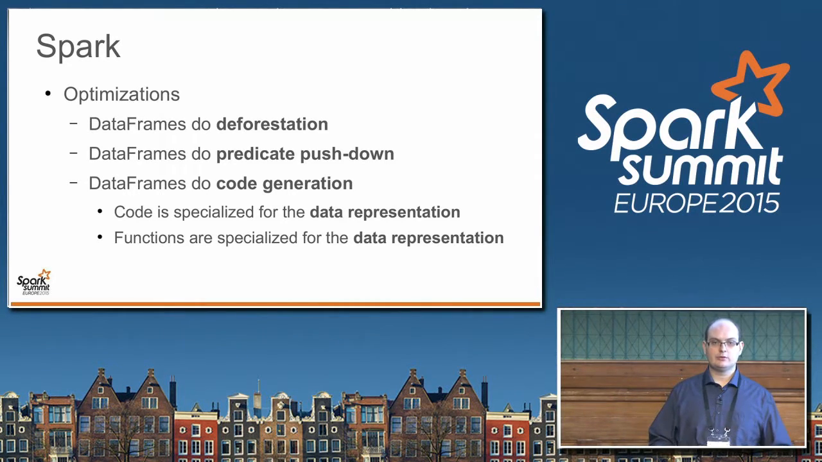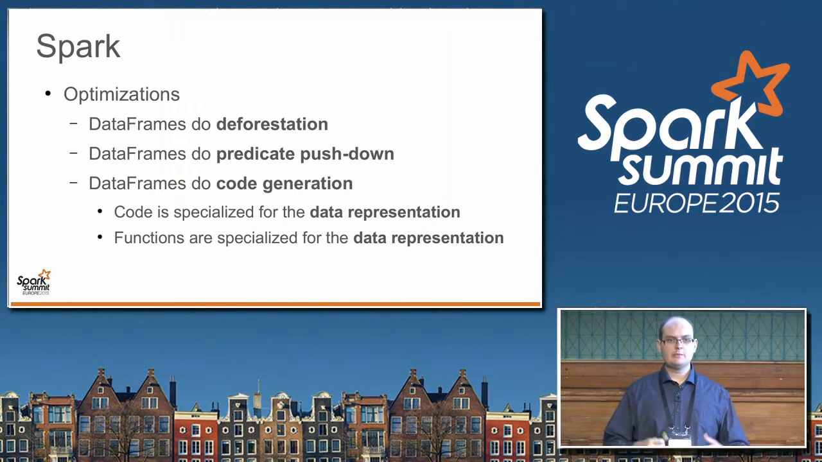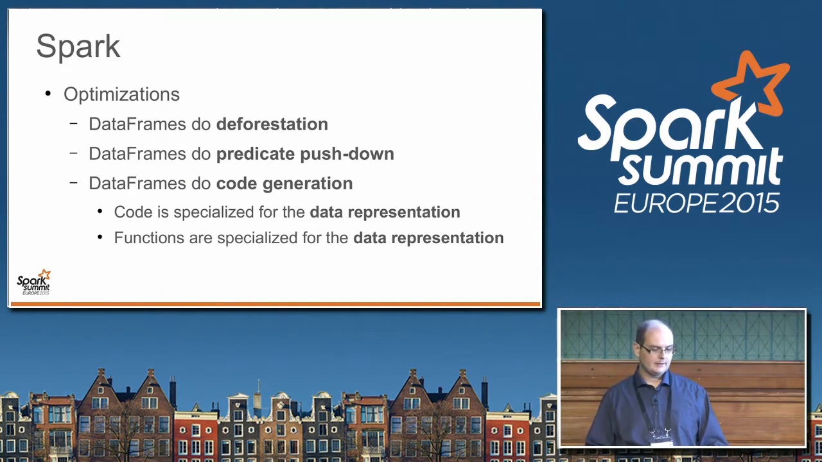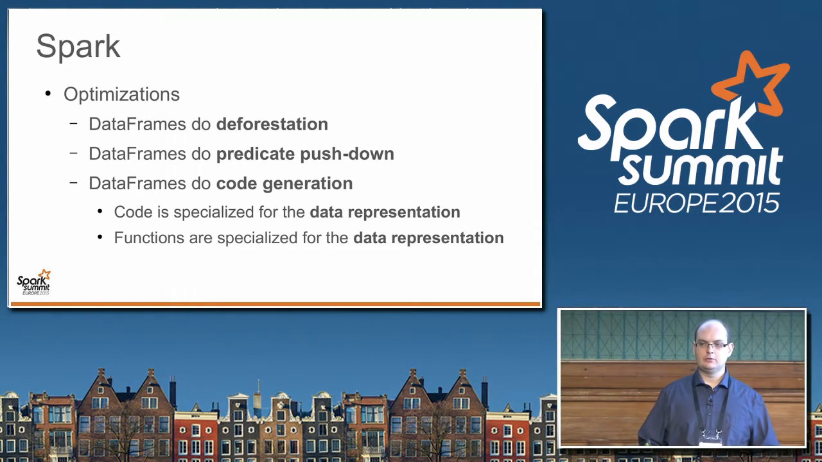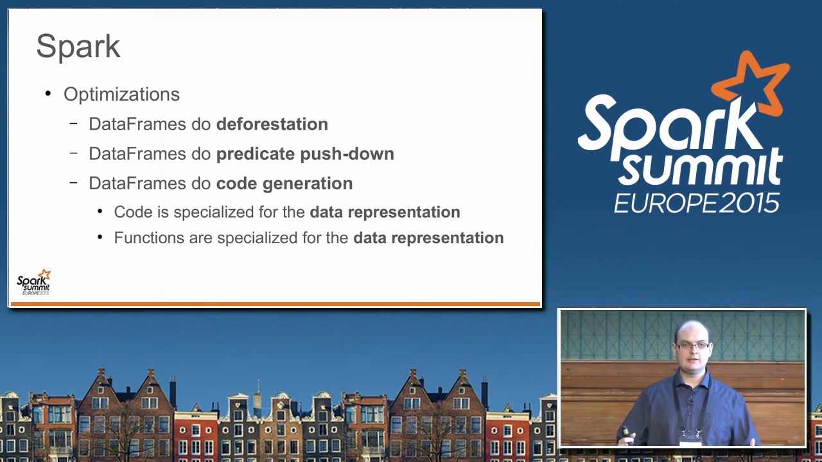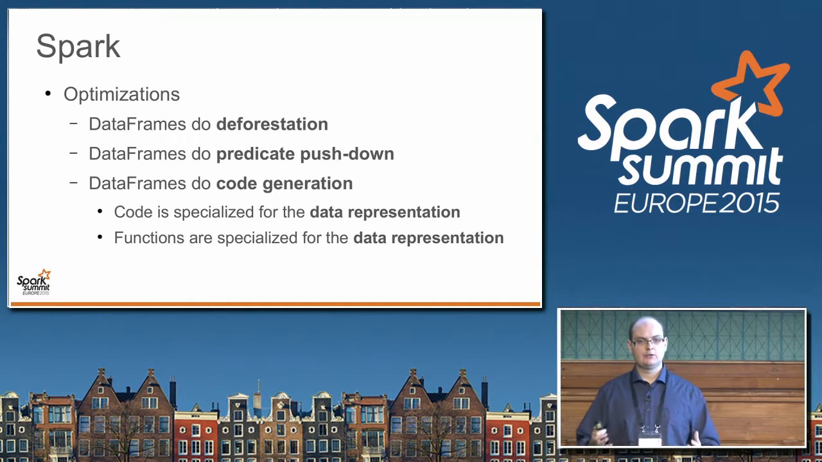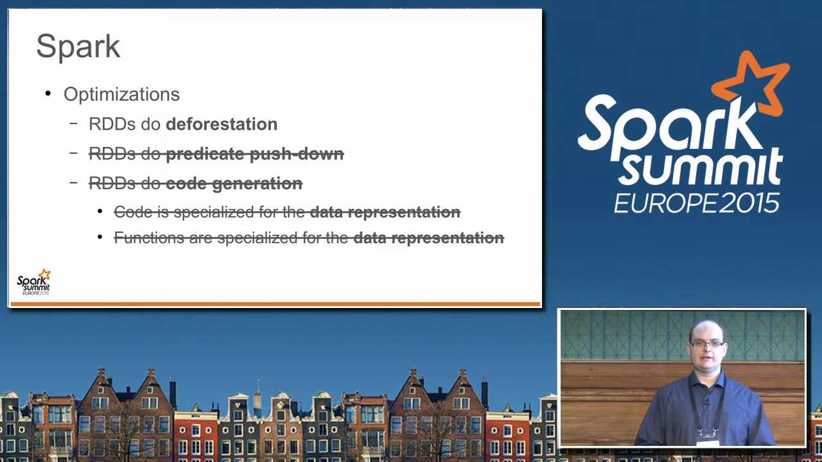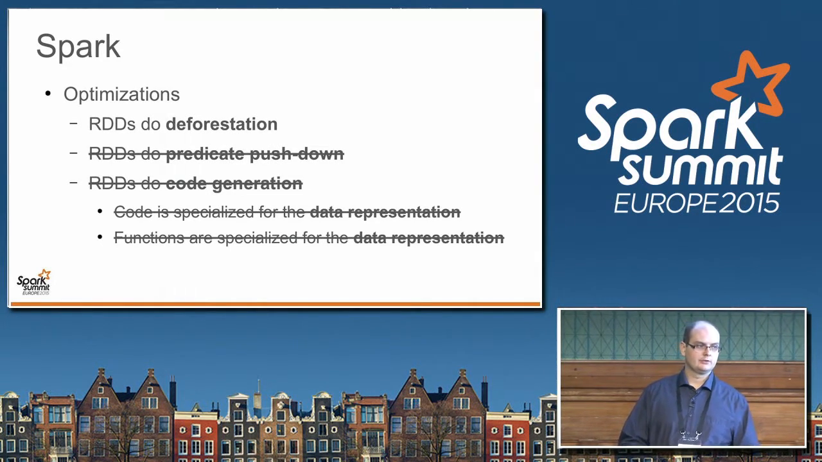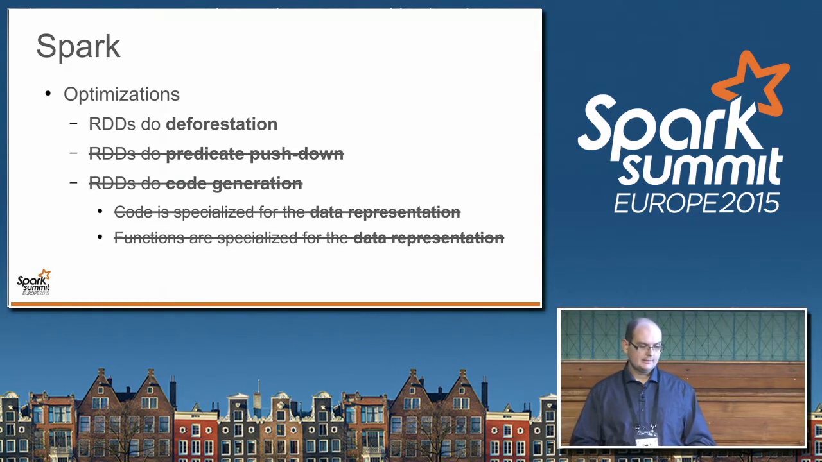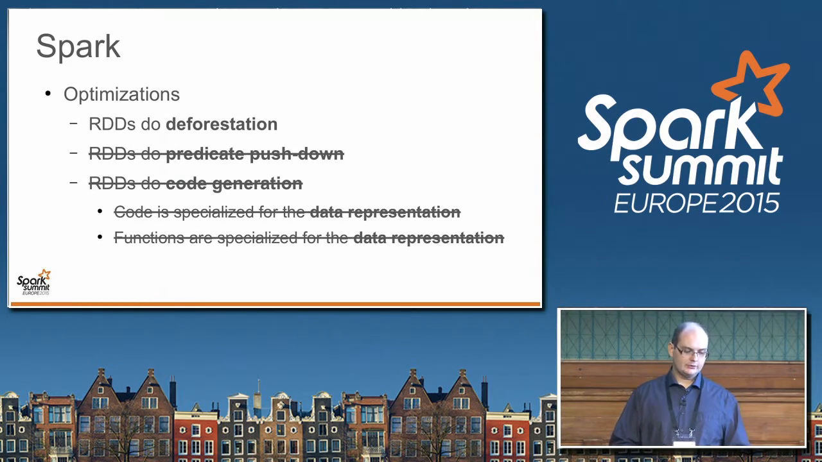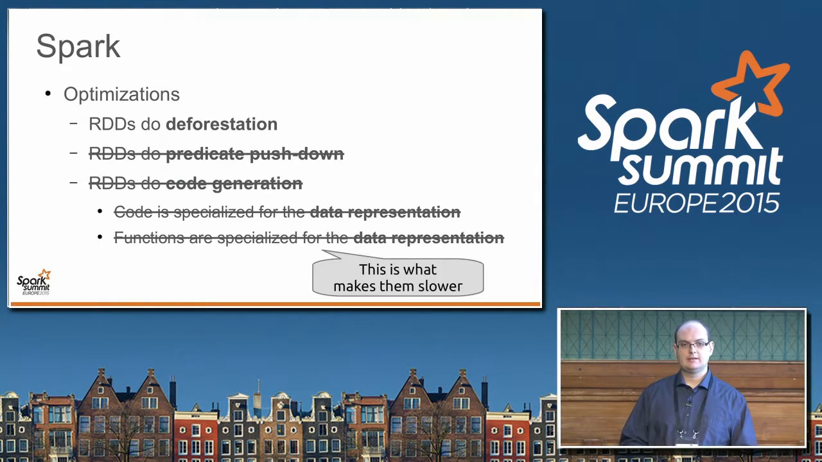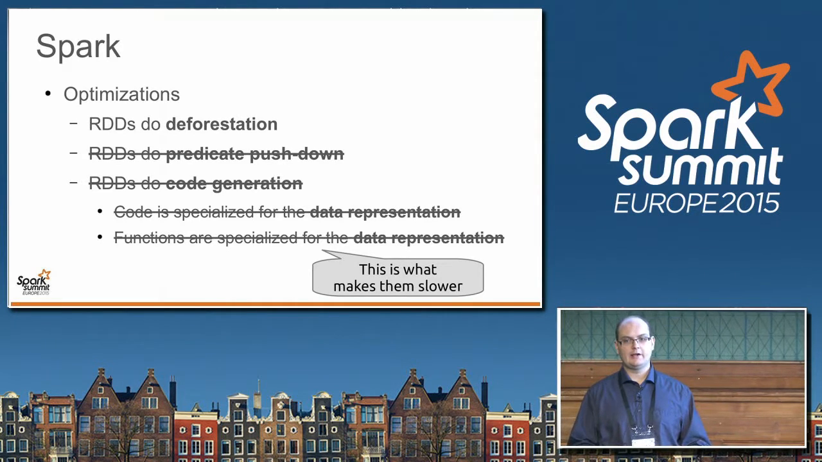And it's going to do code generation for data frames, which means the code is specialized for the specific data. And the functions, the selects and the things you do, are also going to be specialized for the data representation, which is great. If you look at RDDs, on the other hand, they still do deforestation, so that's a great thing to have, but they don't do predicate pushdown, and they don't do code generation. So this explains why they are a bit slower.